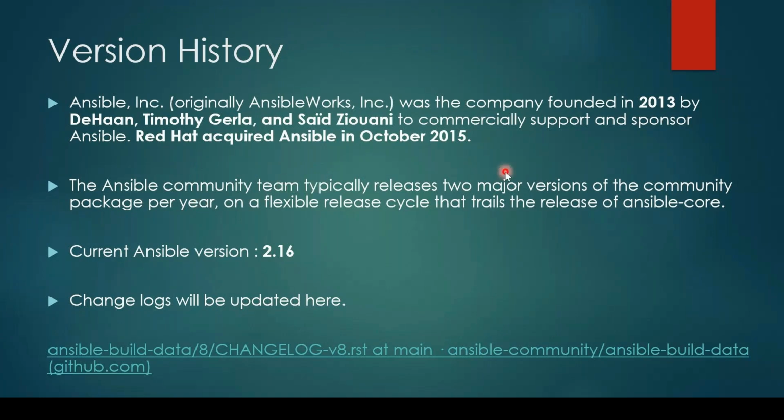It typically releases two major versions per year. They don't have a standard release cycle, it is flexible, but they plan to release two versions per year. The current Ansible version is 2.16. Usually, if you are going to use some automation software, I would recommend using n minus 1. For example, n is the current version, so you can use 2.15, which is n minus 1.